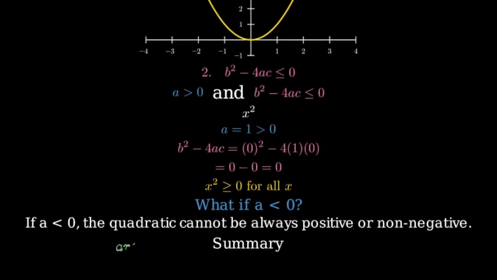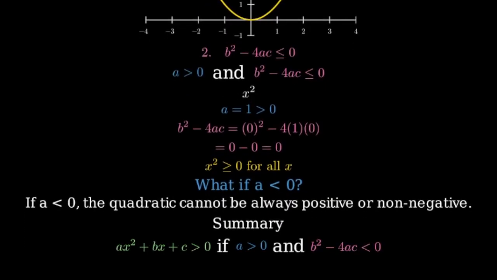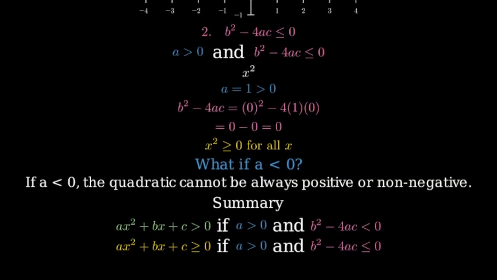In summary, a quadratic is always positive if it opens upwards, so a is positive, and has no real roots. Discriminant is negative. It's always non-negative if it opens upwards, so a is positive, and has at most one real root. Discriminant is less than or equal to 0.